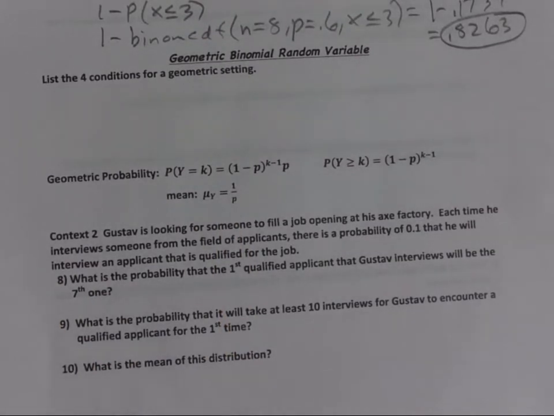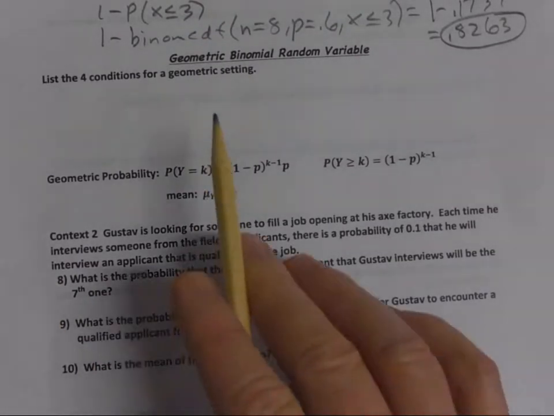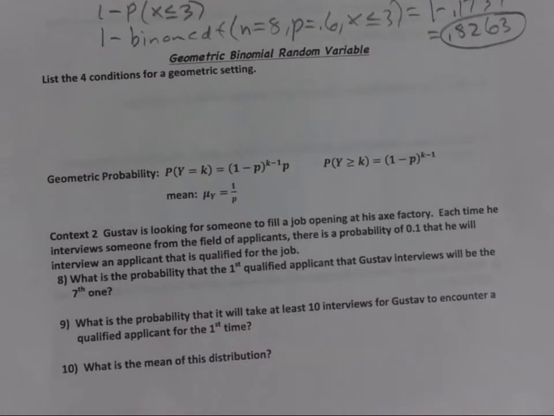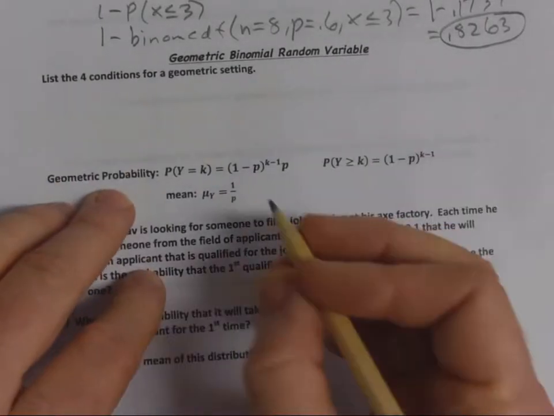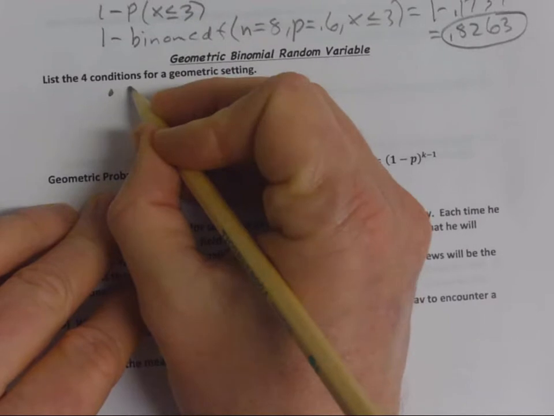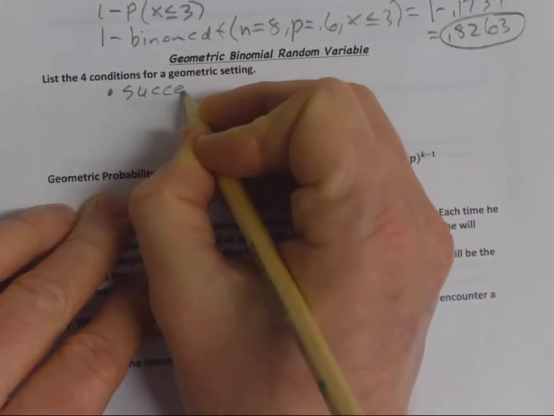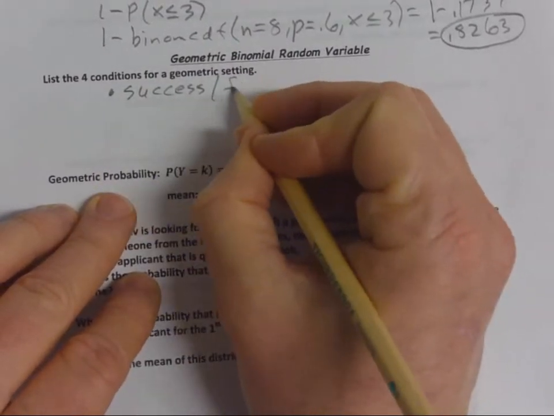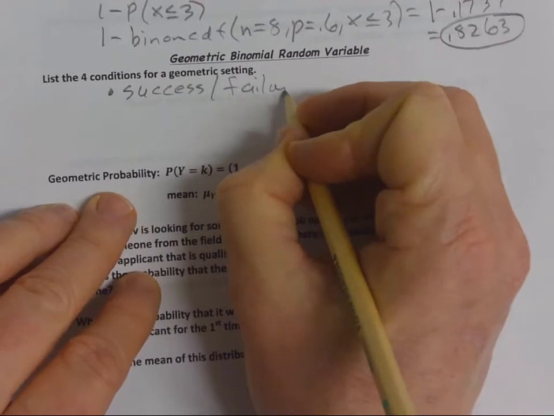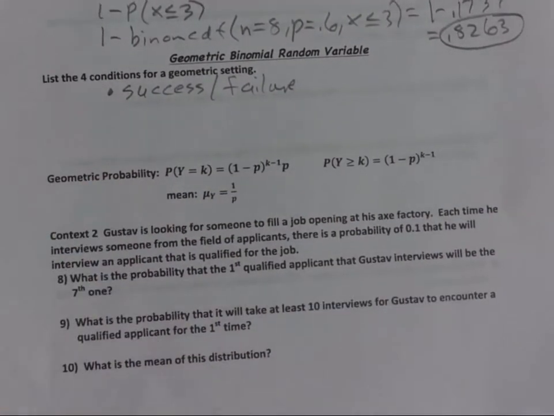The other type that we're not going to spend near as much time on is what is known as a geometric random variable. Geometric also deals with the 4 conditions. You have to have, in essence, a set probability. You have to have a success-failure situation. So it can't be a thing where there's 3 outcomes. It's got to be either a win or a loss, a made free throw or a missed free throw, or someone gets the part in the school play or they don't get the part in the school play.